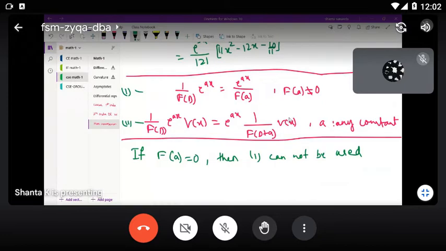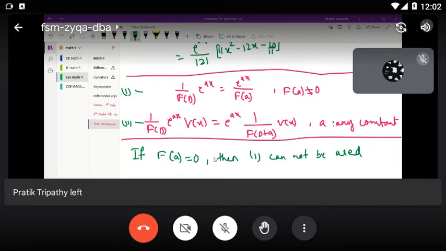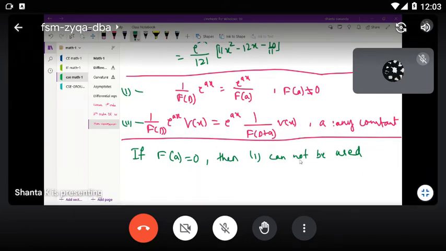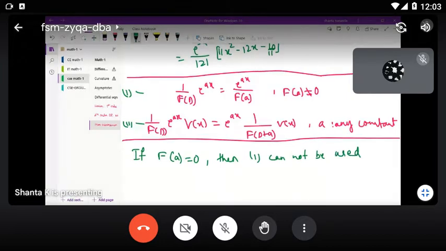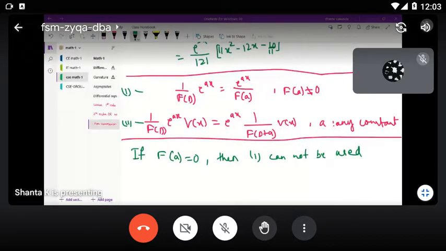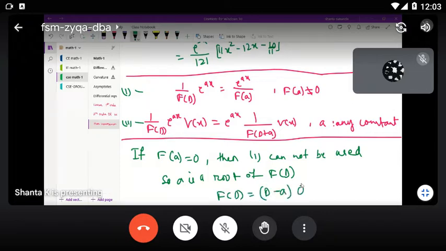Now if you see here, f of a not equal to 0. But what happens if f of a equals 0? Which formula to use? Of these two formulas which we have discussed, the first one cannot be used. Then what we do here is, you see, f of a equals 0, so a is a root of this f of t. So you can write this f of t as, since it's a root, d minus a into phi of d. This is how you can write.